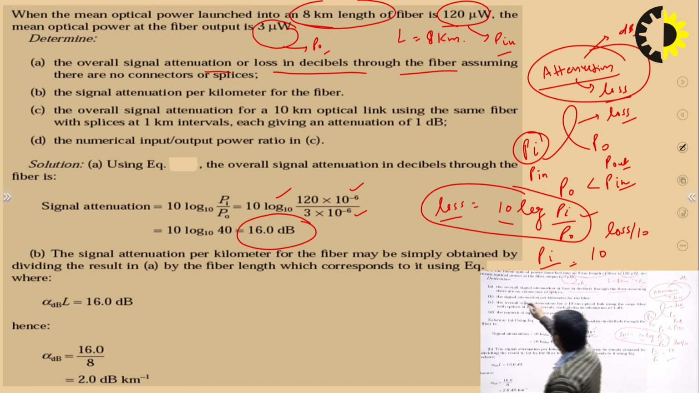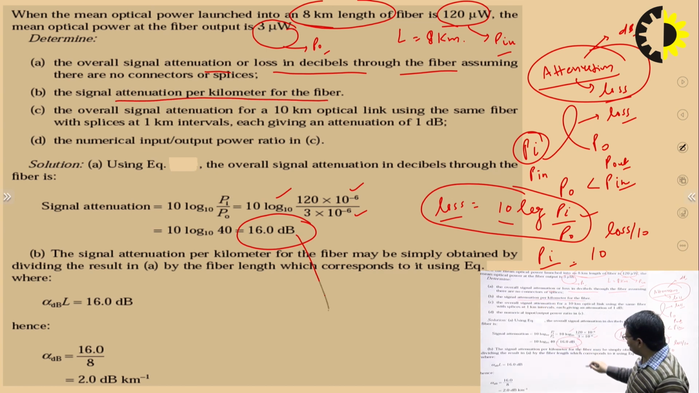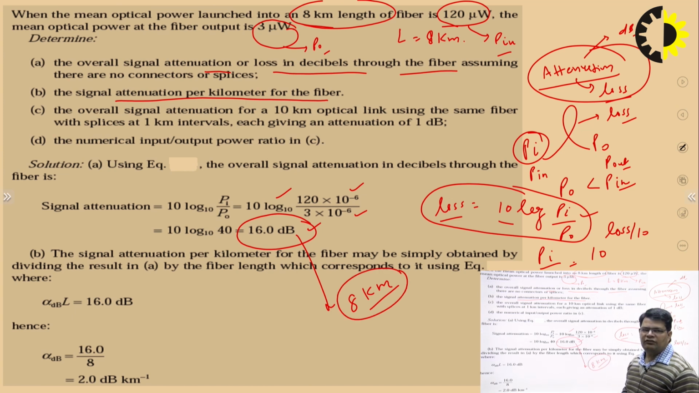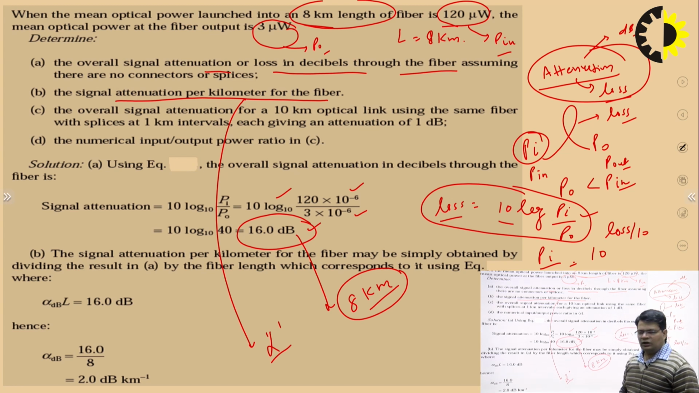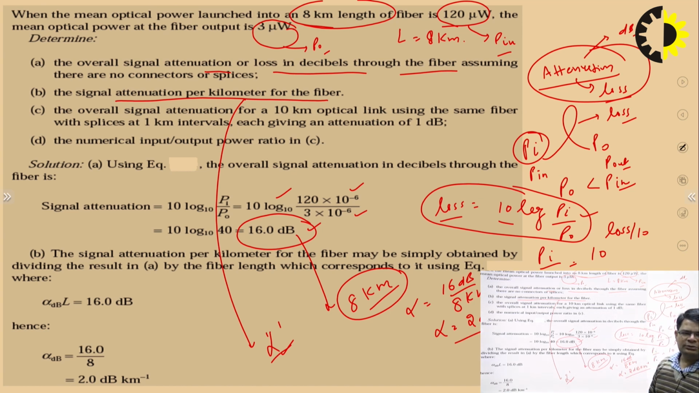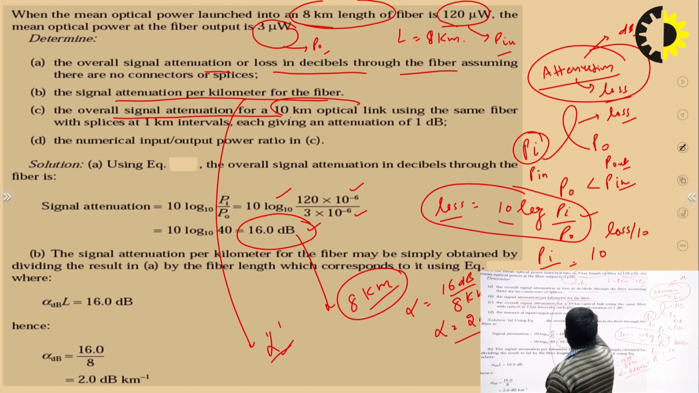Then in the second part we have to calculate signal attenuation per kilometer. This attenuation is for 8 kilometer length of the fiber. If we have to calculate the signal attenuation per kilometer, we simply divide this total attenuation or loss by the length of the optical fiber. This signal attenuation per kilometer is known as the attenuation coefficient or loss coefficient alpha. This is the loss in dB per kilometer. So alpha equal to 16 dB divided by 8 kilometer, so alpha will be simply equal to 2 dB per kilometer. So this is the transmission loss factor, 2 dB per kilometer. So in the third case, this is the overall signal attenuation for a 10 kilometer optical link.